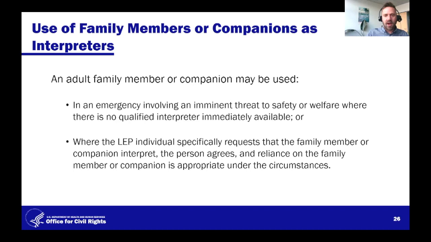However, when LEP individuals elect to use an adult family member or friend as an interpreter, the entity should inform the person that an interpreter can be provided at no cost, balance the individual's preference with the need to ensure meaningful access, and evaluate whether, because of some special concern like competency, conflict of interest, or confidentiality, a professional interpreter should be provided anyway.